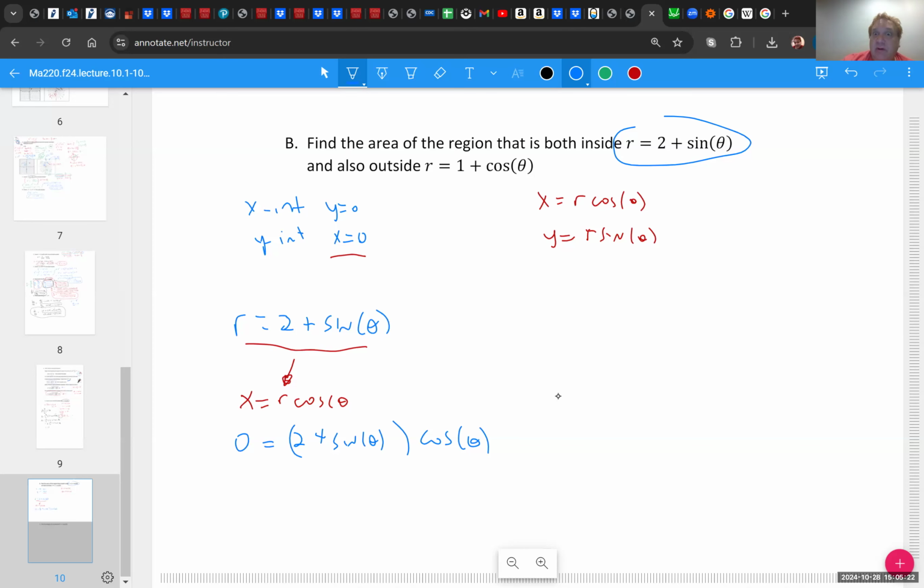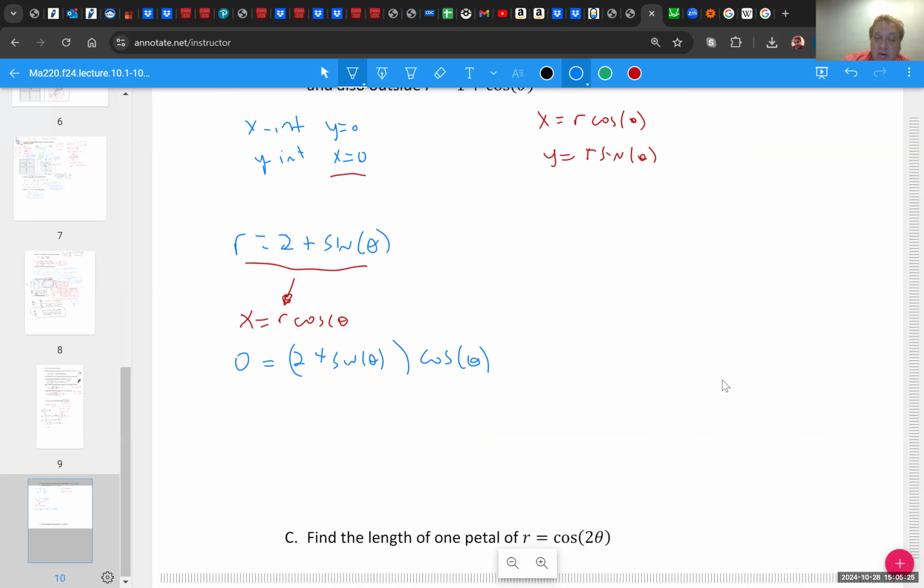Okay, so how do we solve this? Well, this is a product of two things. It's 2 plus sine theta times cosine theta is equal to 0. So with our basic idea of solving in algebra, when you multiply things and it equals 0, one of them has to be 0. So here we have sine theta is -2, which is impossible. The biggest sine can get is +1. The smallest sine can get is -1. You can do inverse sine of -2 on your calculator, and it'll say undefined.